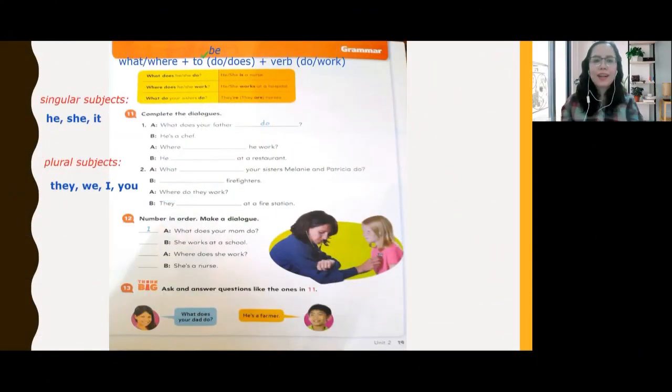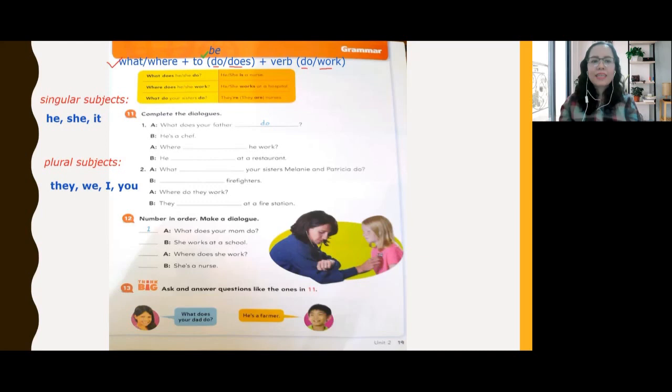Let's start by discussing the first material that is about the grammar. You may open your textbook on page 19. And remember to prepare your pencil also. In this part, you're going to learn how to use the question words what and where plus to be, do, and does plus verb do and work in the sentence.